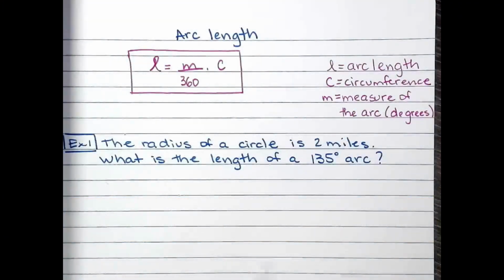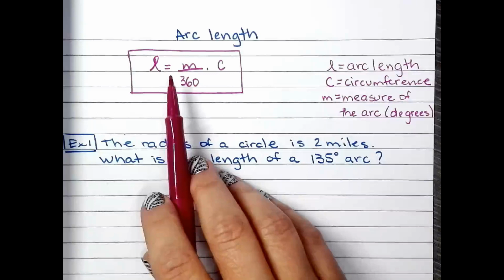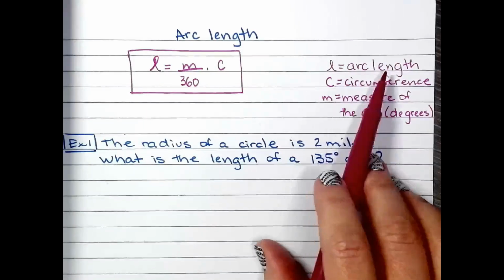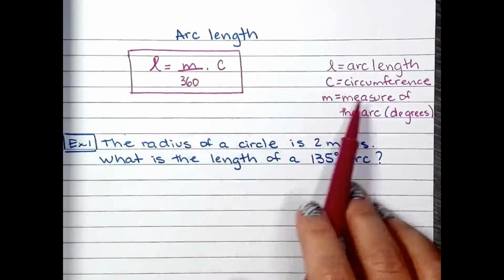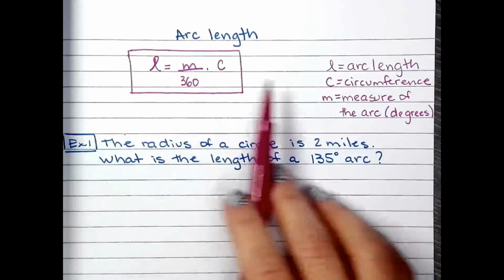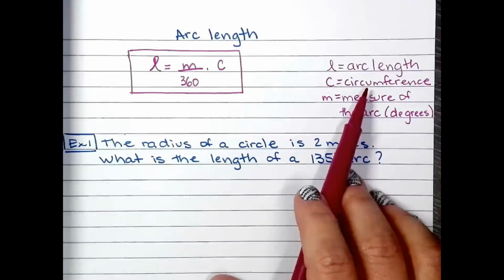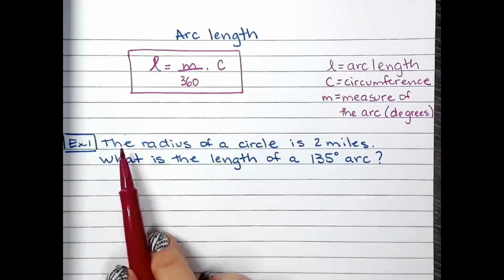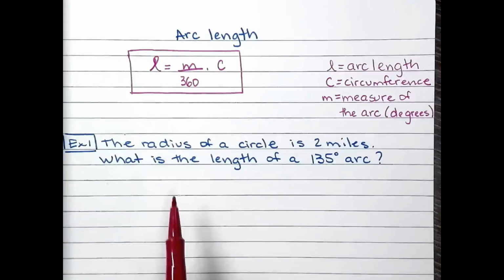Today we're calculating arc length, and this is the formula we have. L stands for arc length, M is the measure of the arc in degrees, and C is for the circumference that we all know, it's 2 pi r. Okay, so we are going to work on two examples.